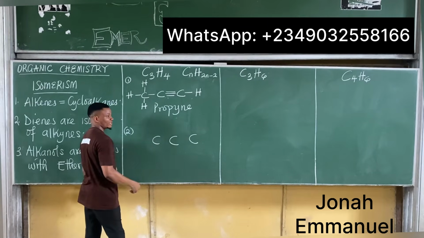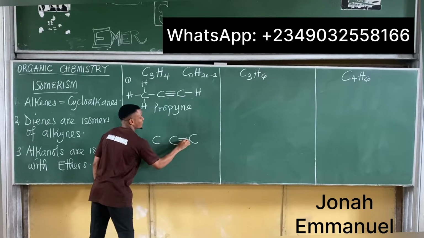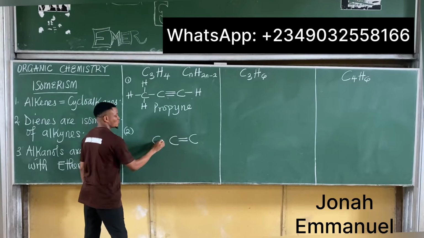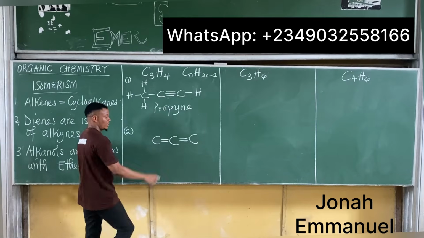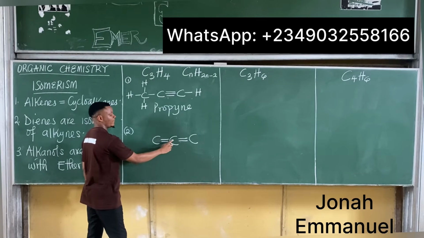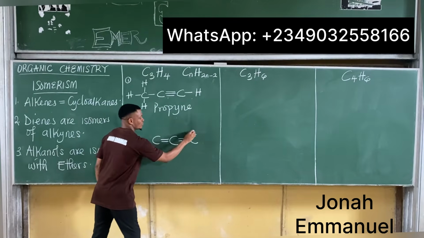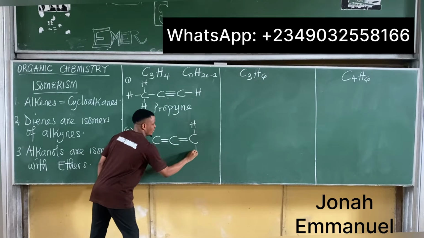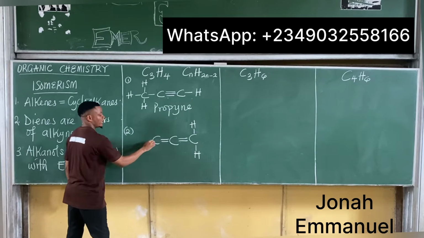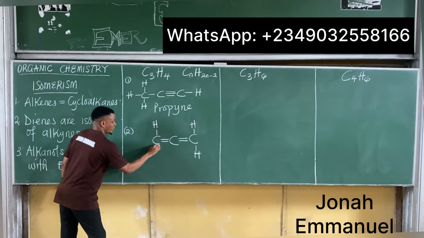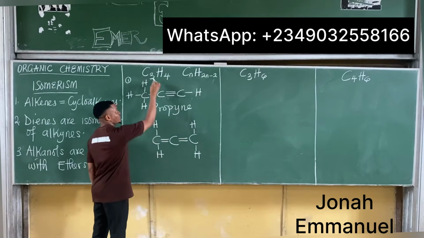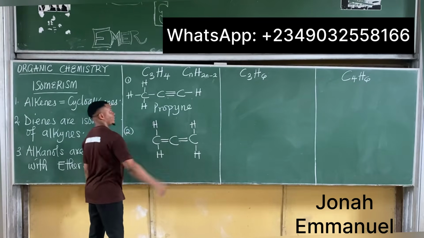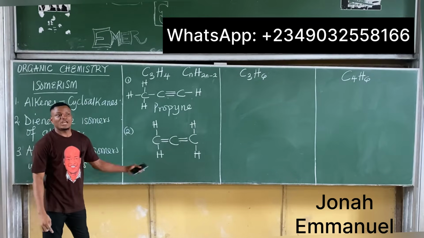Put 2 double bonds. Between these 2, I'll put my first double bond. Between these 2, I'll put my second double bond. Balance of the structure. This one is now 1, 2, 3, 4. Balanced. So if I count, I have 1, 2, 3, C3, 1, 2, 3, 4, H4. That's correct. So name this compound.